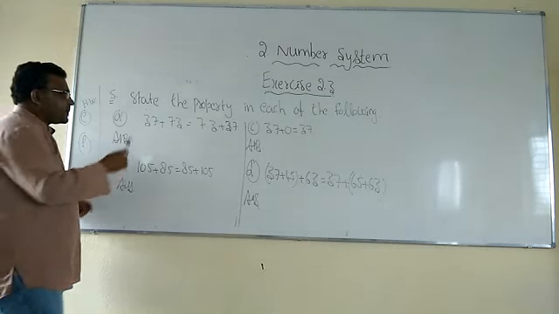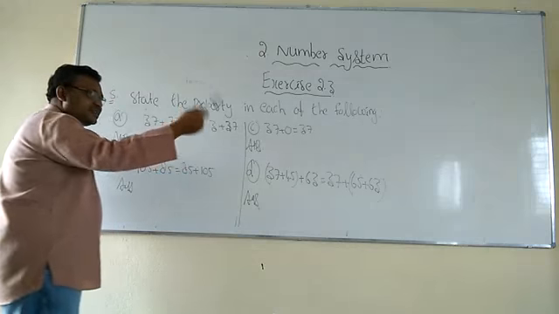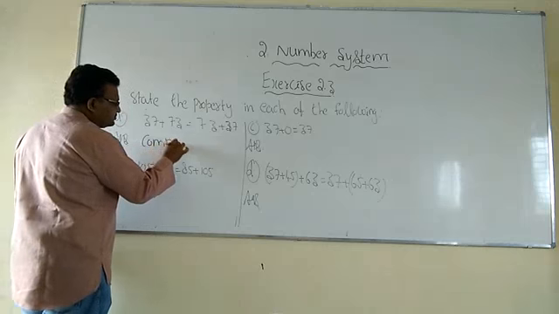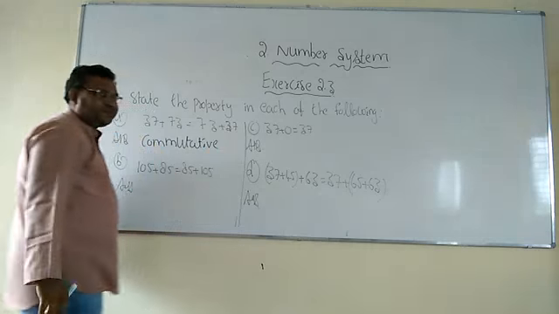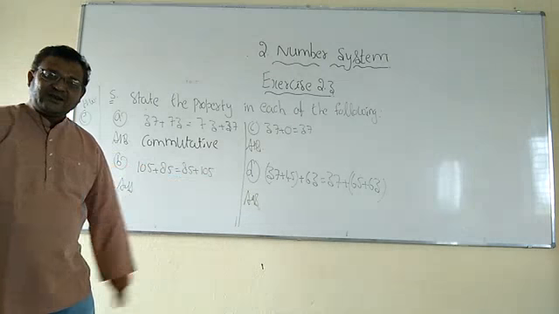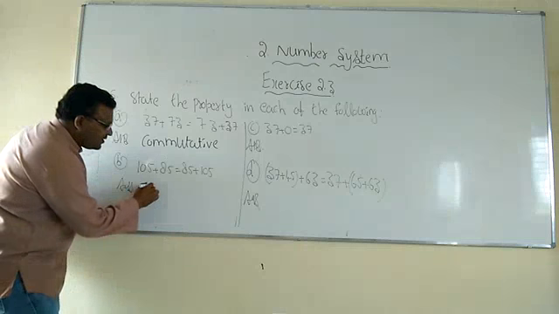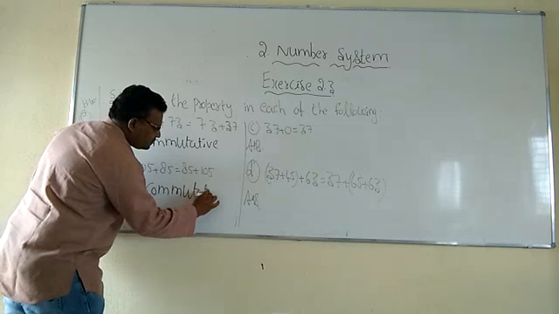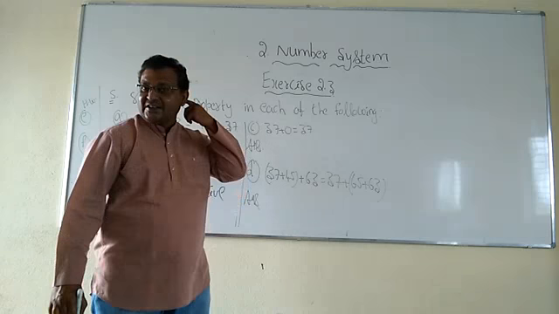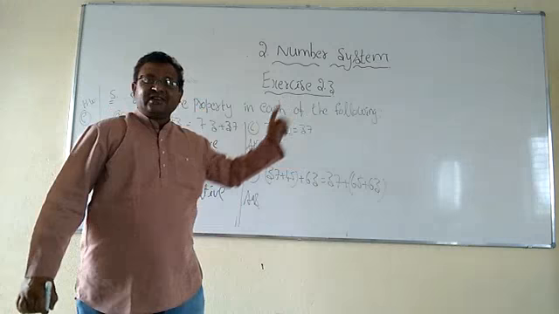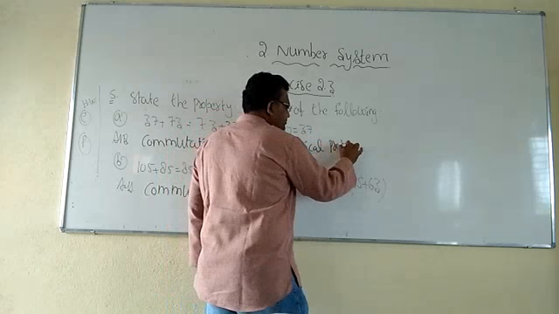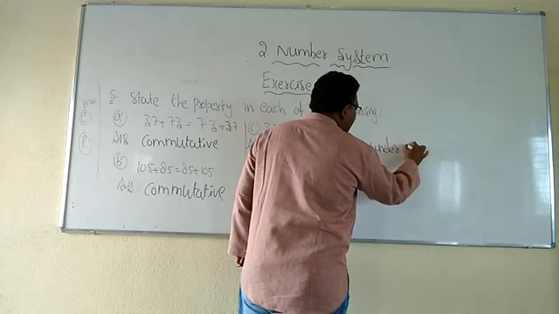Coming to a, 37 plus 73 is equal to 73 plus 37. Name of the property? Commutative property under addition, just reversing the order. The next one, 105 plus 85 is equal to 85 plus 105. Again reversing the order. So name of the property? Commutative property. Here look, 0 came. 0 means only one property we have, the additive identity property. So 37 plus 0 equals the same 37. Additive identity property under addition.